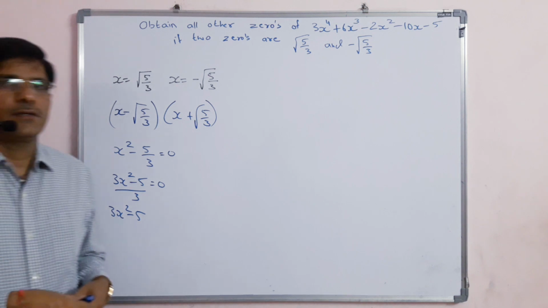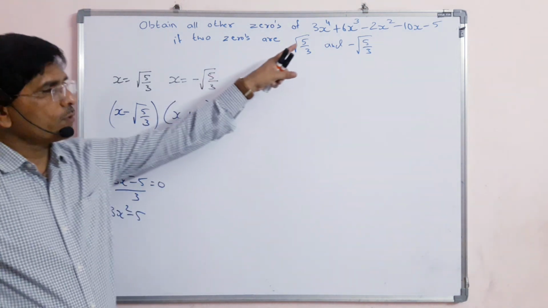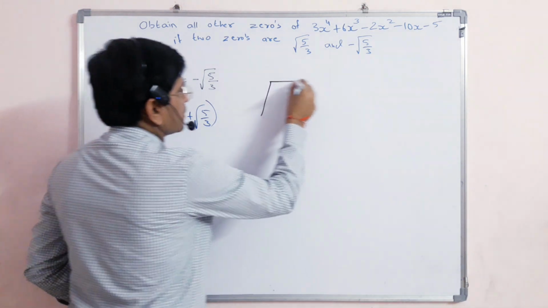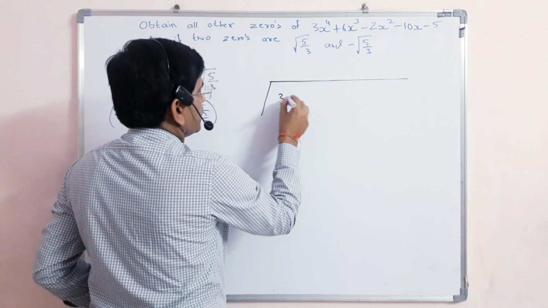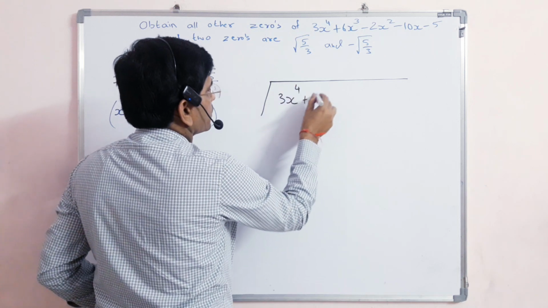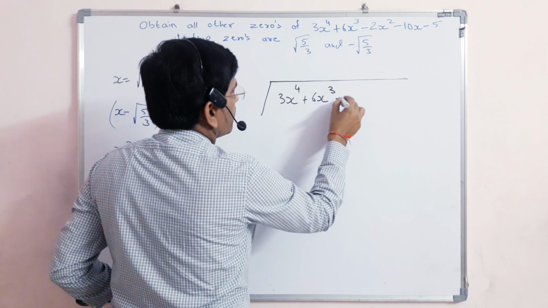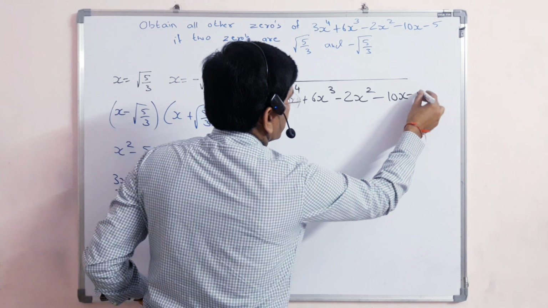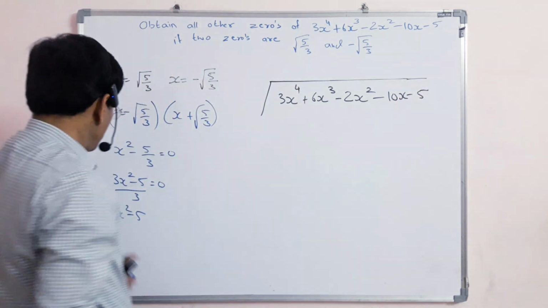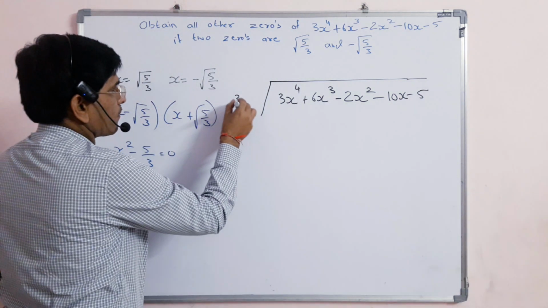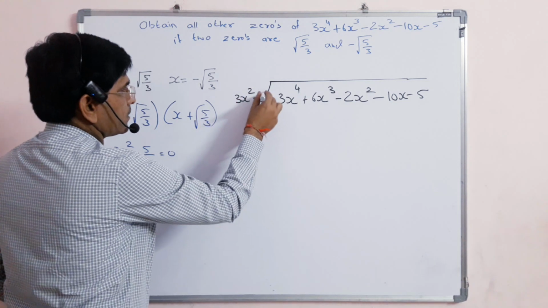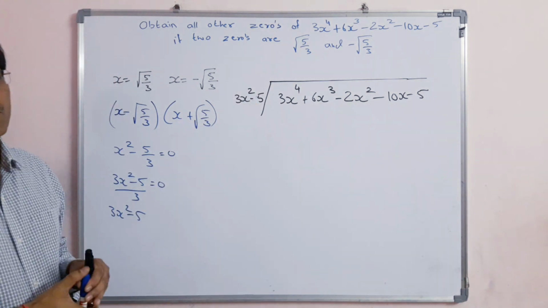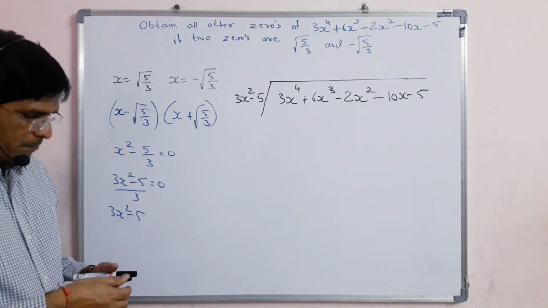So now we have a quadratic polynomial, and the power is 4, so we have to do it by the long division method. So 3x⁴ + 6x³ − 2x² − 10x − 5, divided by 3x² − 5.